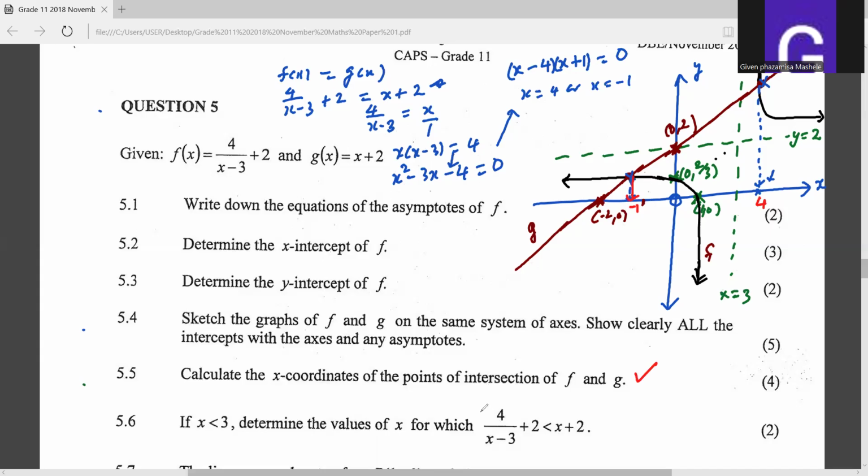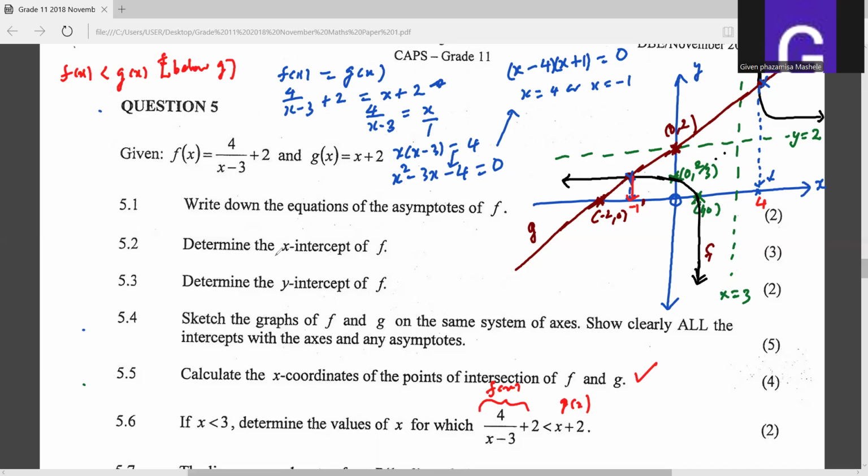We know that f is 4 over x minus 3, plus 2, and g is x plus 2. So here we want the value of x where f of x is below g. So we want where f is below g. Not equal, but x is just below the g.